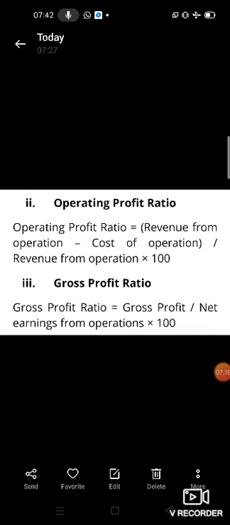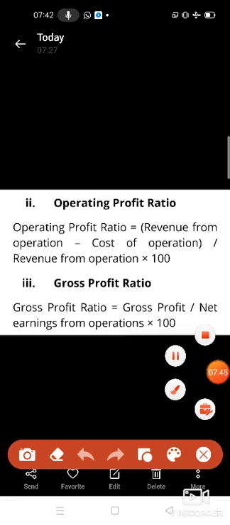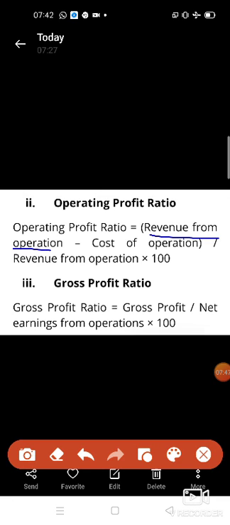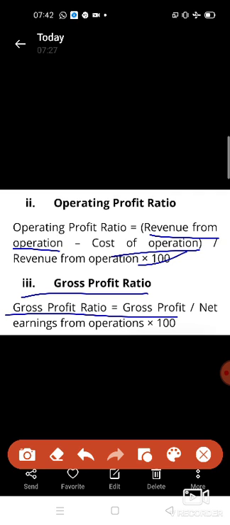Operating profit ratio. Operating profit ratio equal to revenue from operation minus cost of operation divided by revenue from operation into 100. Next, gross profit ratio. The formula of gross profit ratio is gross profit divided by net earning from operation into 100.